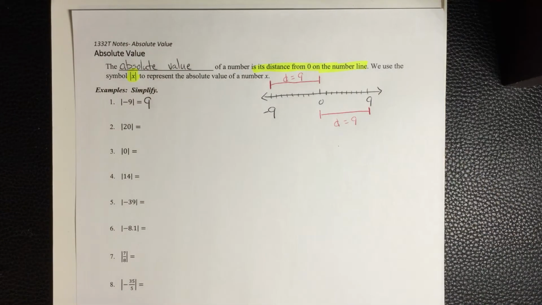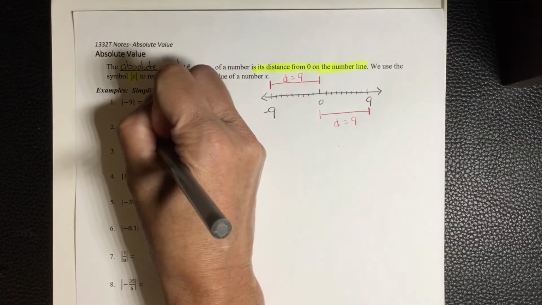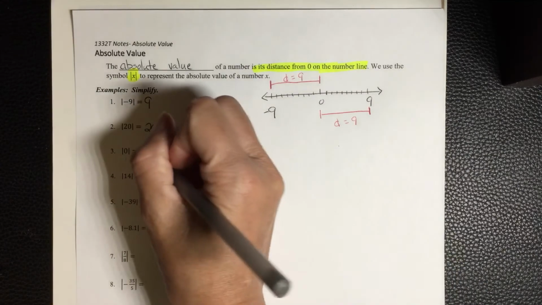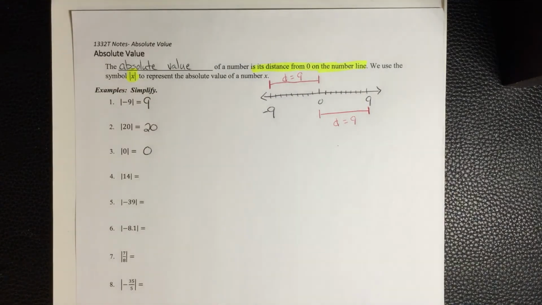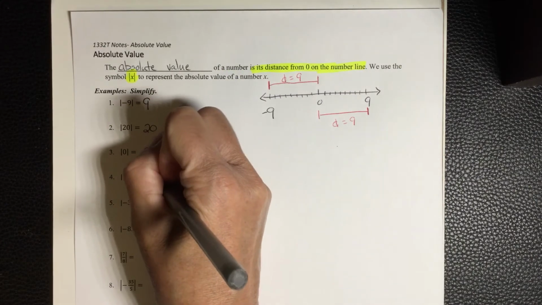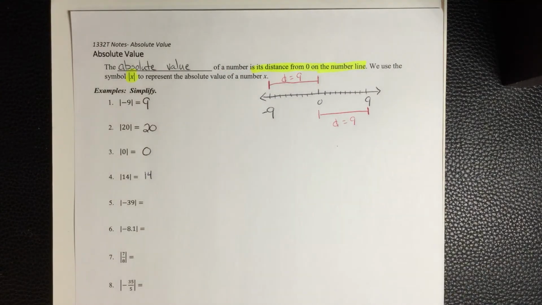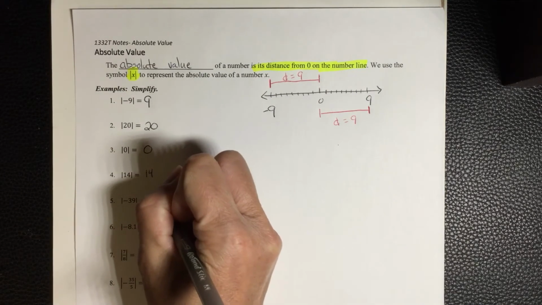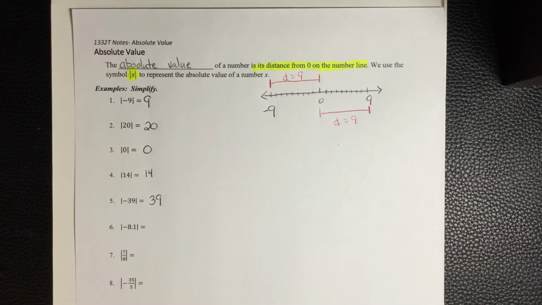For number 2, we need the absolute value of 20. Since it's already a positive number, we know that it's just going to be 20 units from 0, so the number stays the same. Absolute value of 0 would be 0 units from 0 on the number line, so that would just be 0. And absolute value of 14 is just 14. So we can see for the positive numbers, it's pretty easy. You just leave the number the same. Number 5, we have absolute value of -39. It's going to be 39 units to the left, so we just put 39.